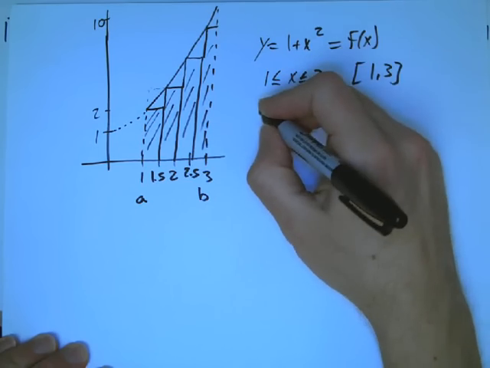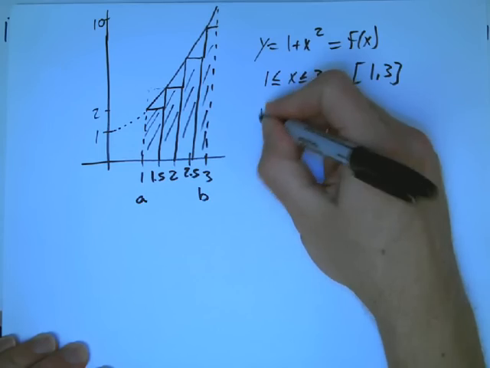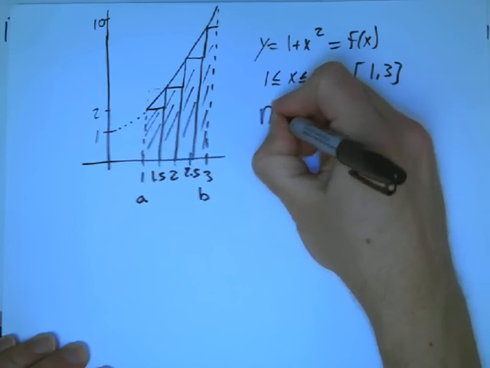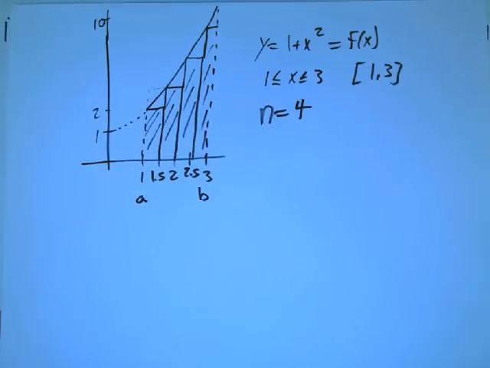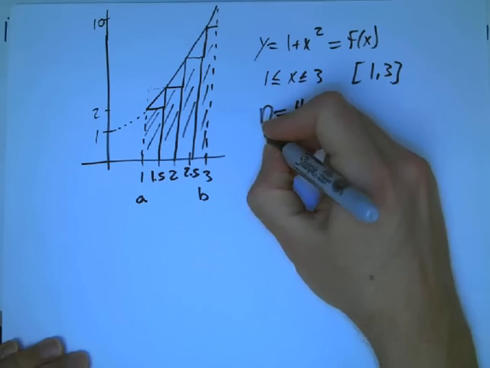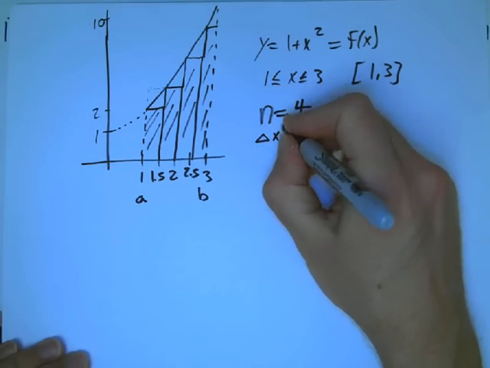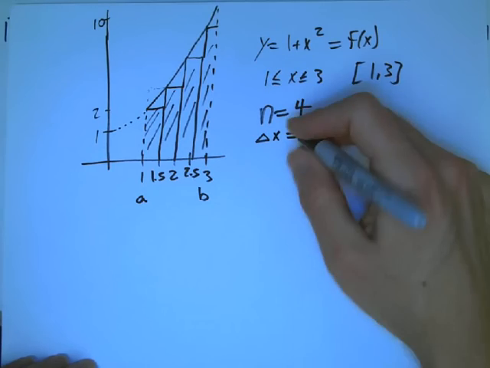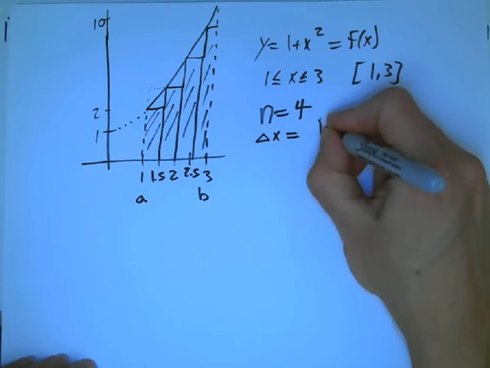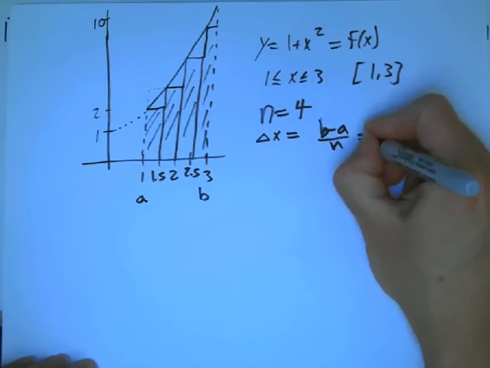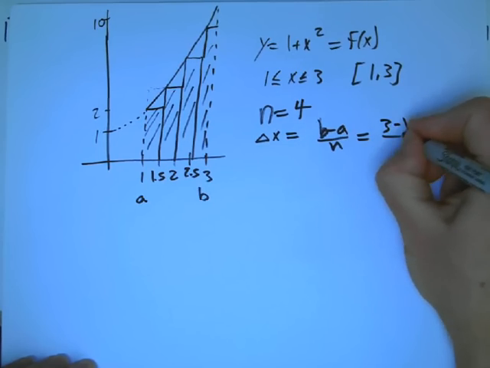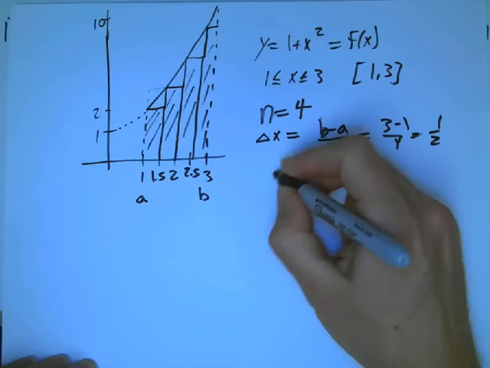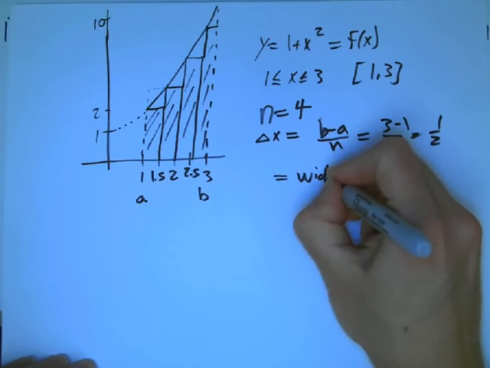And let me introduce some notation. Here, n is going to be our number of rectangles, and that's 4. And that's going to be our usual notation for how many rectangles I use, and that's going to be a crucial number. And I'm going to introduce a really handy notation, delta x. We've seen that notation before. That's supposed to be a small change in x. That's going to be (b minus a) over n. In this case, it's (3 minus 1) over 4, which is 1/2. It's equal to the width of each rectangle.